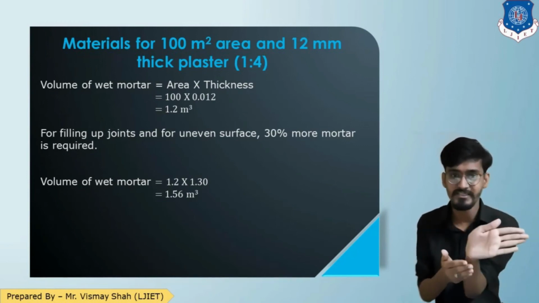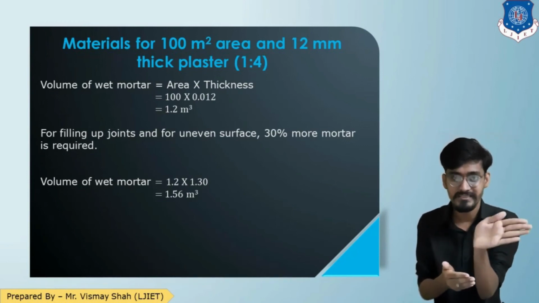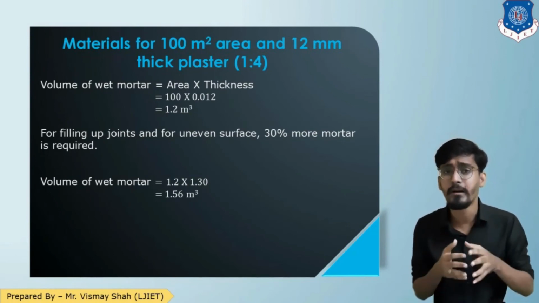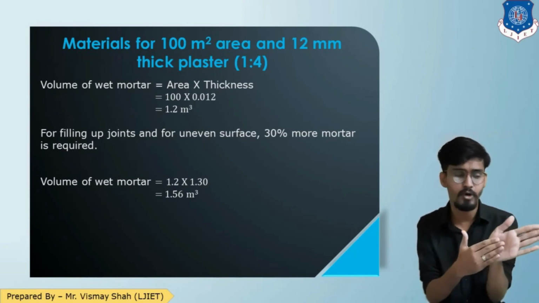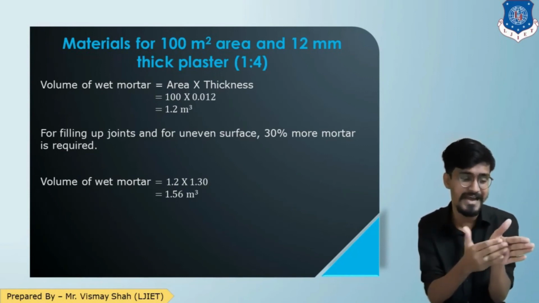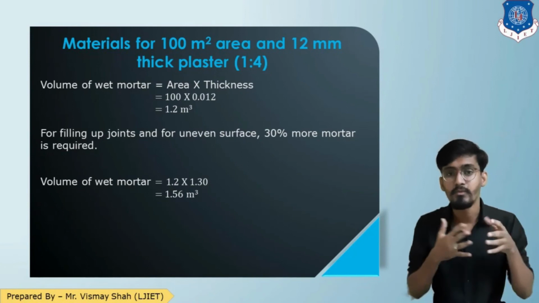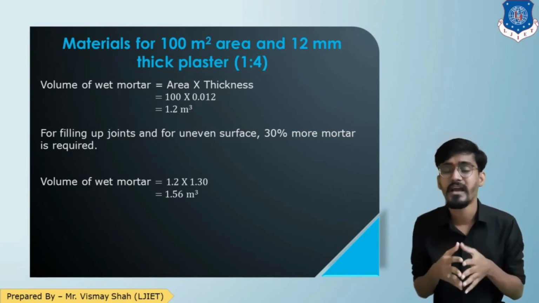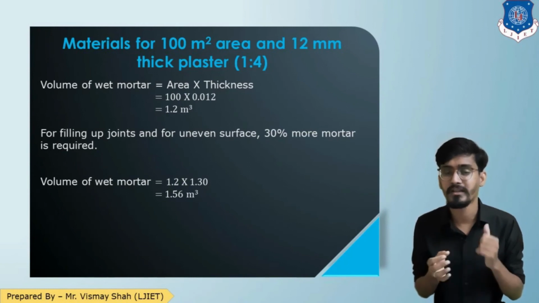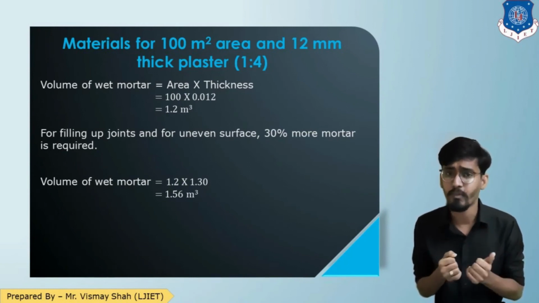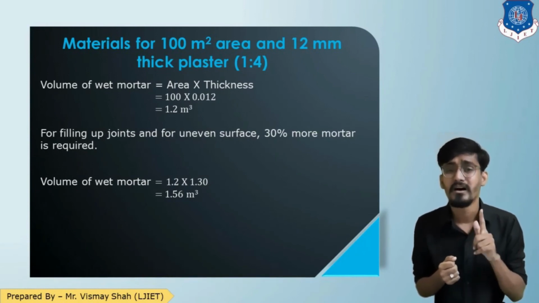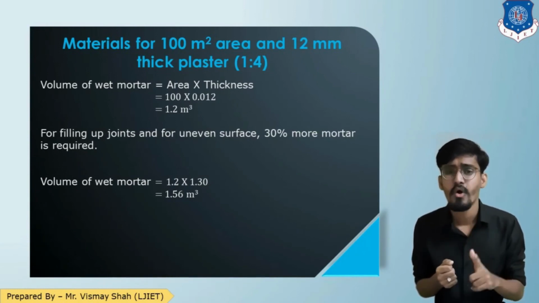Also there could be chances of uneven surface. For example, if this is your wall but it is slanted like this, and this surface should be finished with the plaster work, here plaster will be more because this is inside, this is outside. So more plaster will be required. This is the kind of criteria you need to consider and add 30% more to the real quantity. So the real quantity was 1.2, you need to add another 30%, so you'll get the mortar value as 1.56 cubic meter.